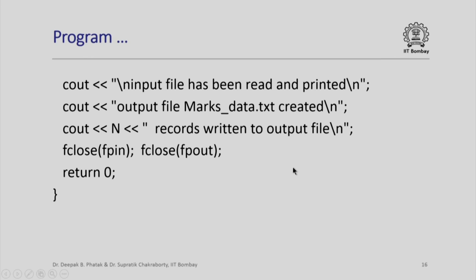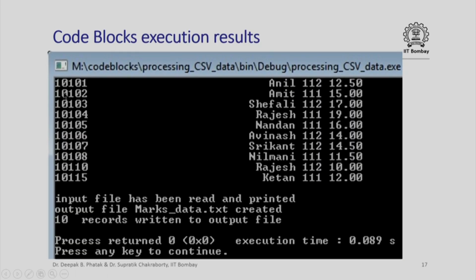Let us see what happens when this program is executed. I got this roll number, I got this name, batch, marks, but wait, this name was Anil Shah, this name was Shefali Pandya for example, this name was Nilmani Rao. What has happened to the second name? Well, you will recall that when we read the name from a string into another string using sscanf, it stopped after the first blank, and that is why the second part of the name has not come. However, the file has been correctly read.